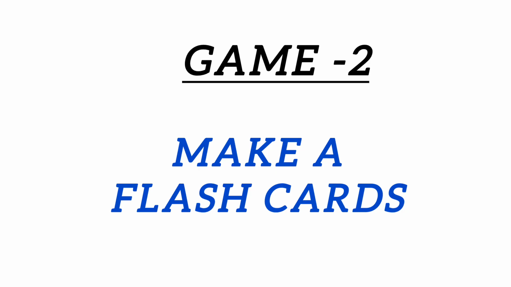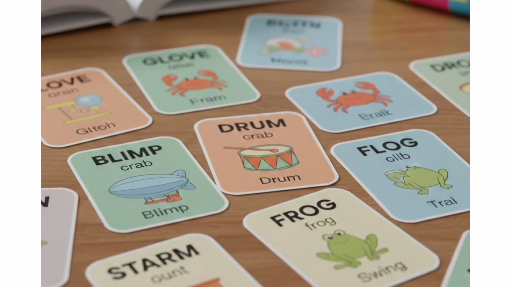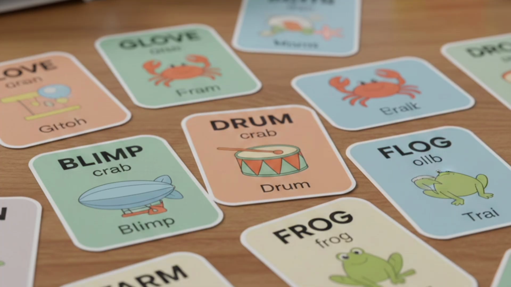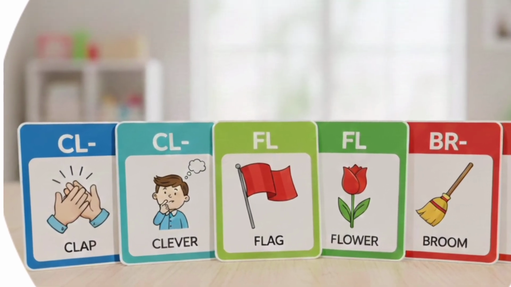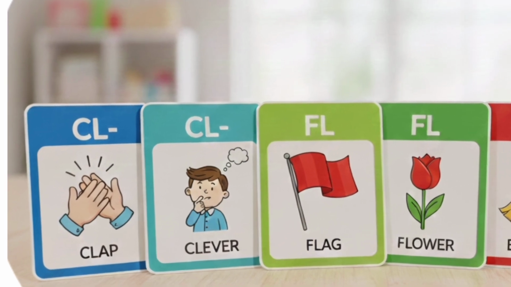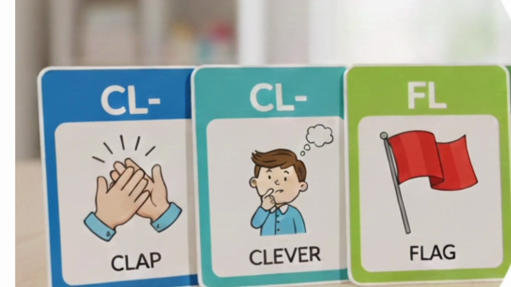Game number 2, make flashcards. Make flashcards of different blend words and ask your child to make pairs of the same blend word. And at the end of the game, everyone should read the words they have in their hands.